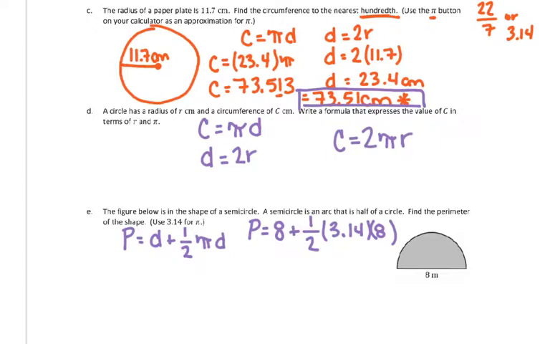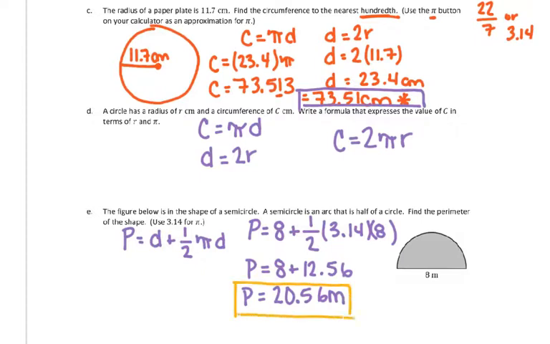And so I get P equals 8 plus 12.56. So when I add those together, I determine that the perimeter, or the circumference of my half circle, is 20.56 meters. That is the circumference of my half circle. So you are going to find a problem like this in your homework, and so you will need this equation here in order to complete that problem.